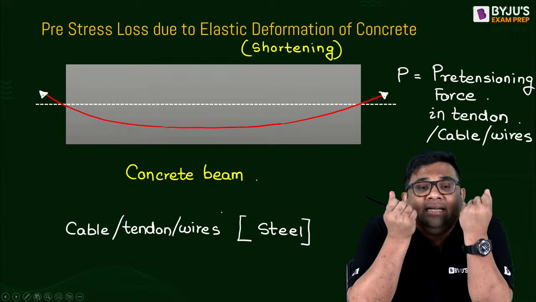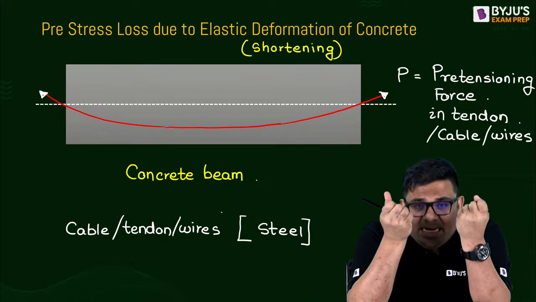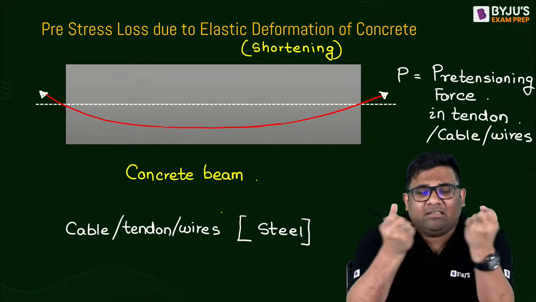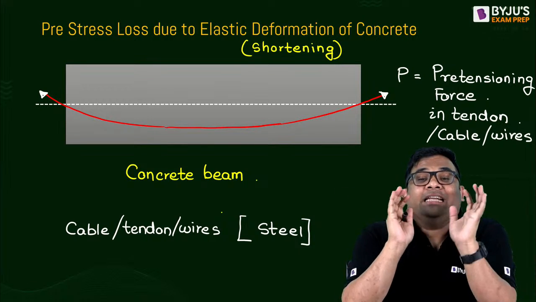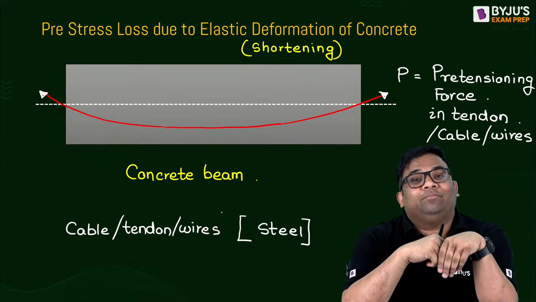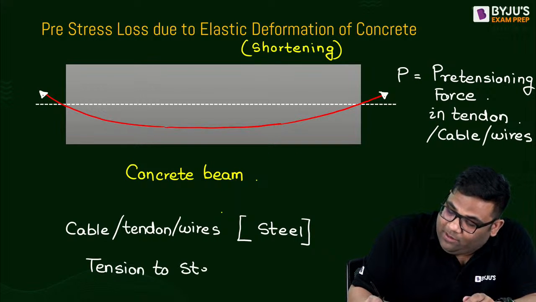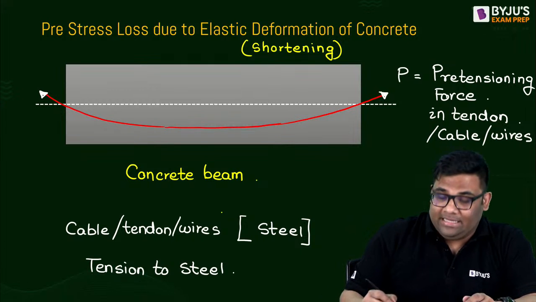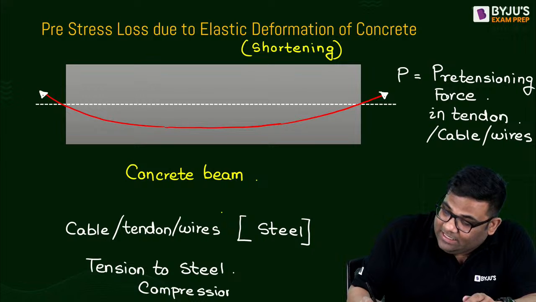So when you apply tension to this particular, this is what? Pre-tensioning force. When you apply tension to this particular concrete beam, the tendon, what happens? There is compression acting on the concrete, equal and opposite reaction, right? So we are applying tension to the steel cable, and what is happening? There is compression in concrete.